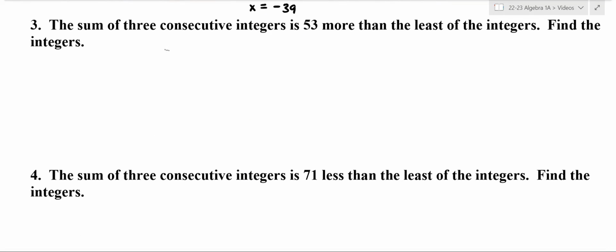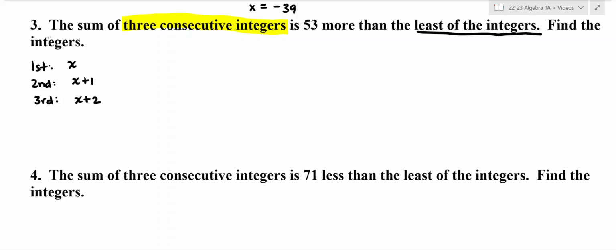The sum of 3 consecutive integers is 53 more than the least of the integers. So consecutive integers, 3 consecutive integers. So let's get them here. First, second, third. All right, so the first one is x, x plus 1, and x plus 2. So out of these 3 numbers, which one is the least of the integers? The least or the smallest is going to be the first one, x.